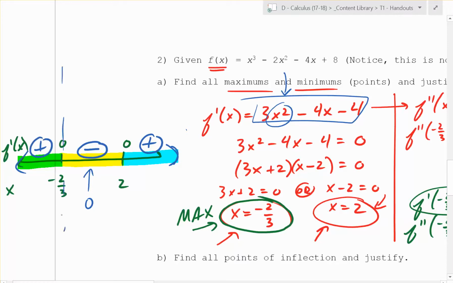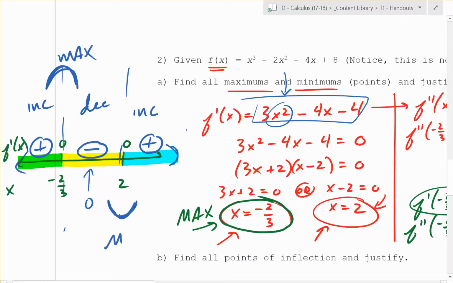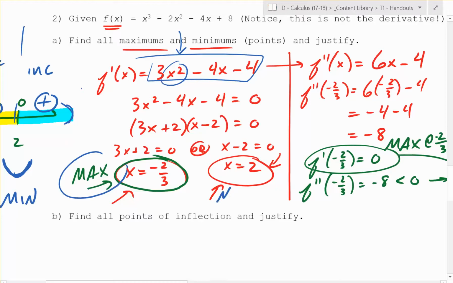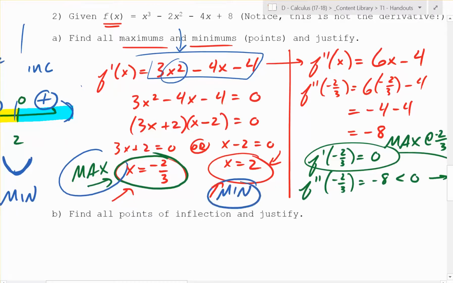So what's going on? The derivative is increasing, and then it's decreasing, and then it's increasing. Remember, increasing to decreasing is a max, and decreasing to increasing is a min. And that matches what we came up with right here. We came up with this was a max, and this one was the x value of a minimum.